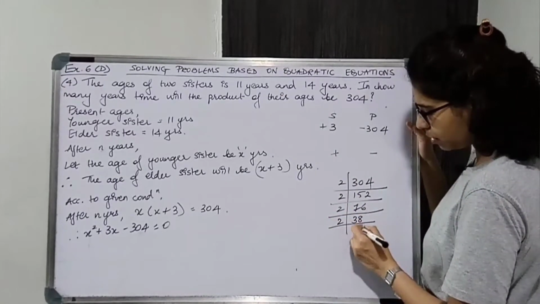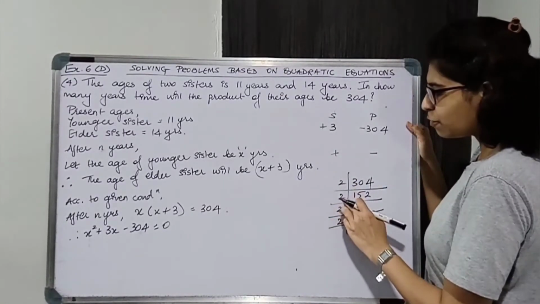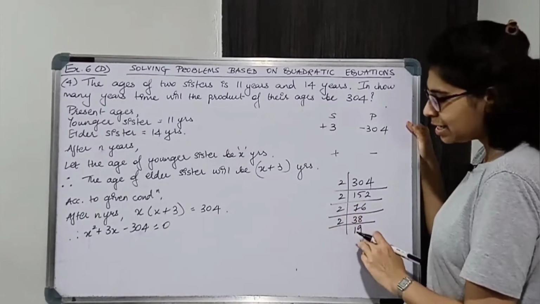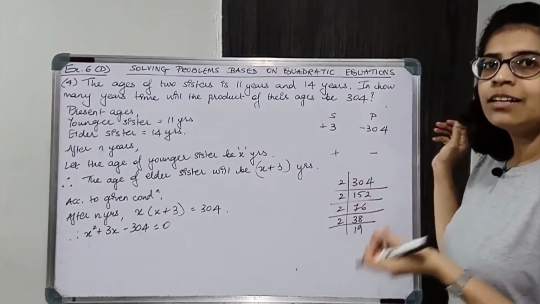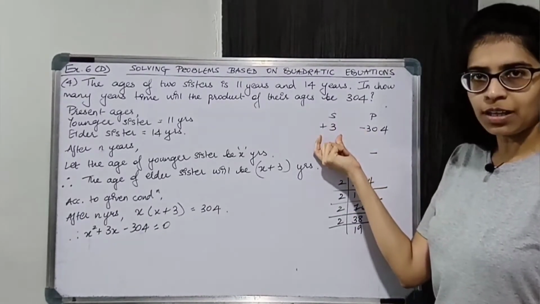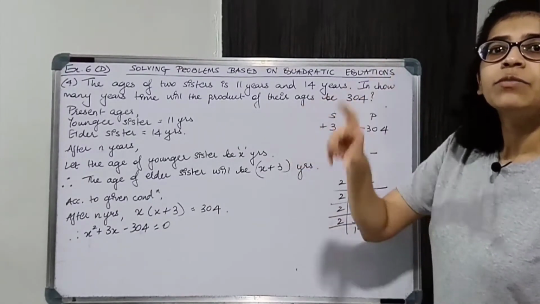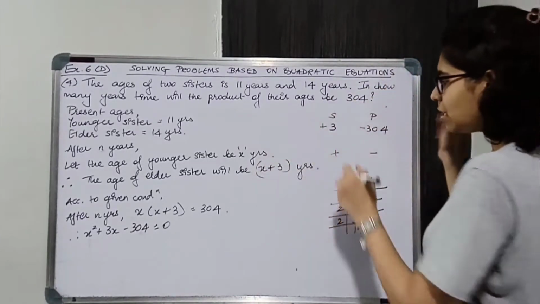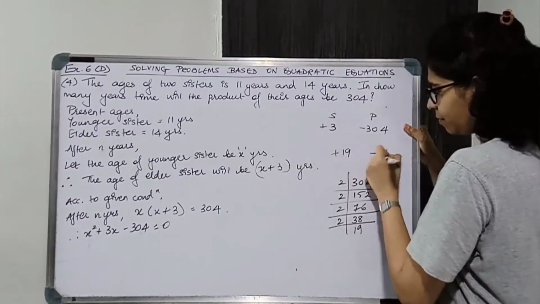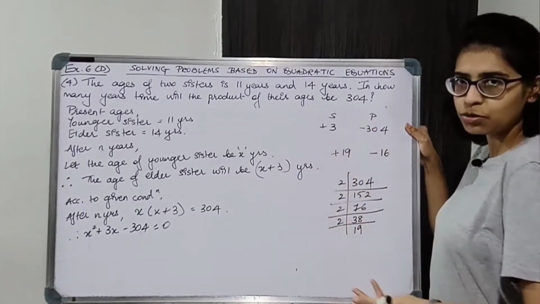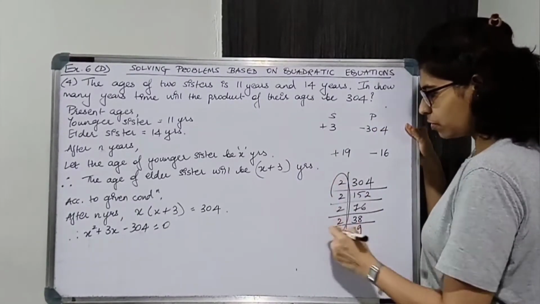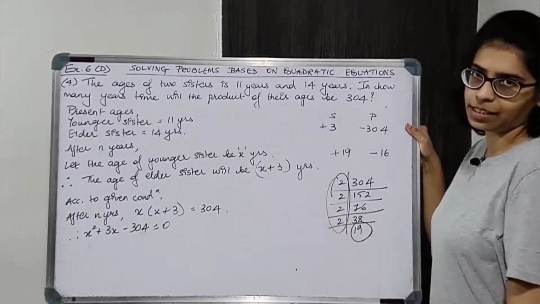2 19s are. 2 2s are 4. 4 2s are 8. 8 2s are 16. 16 and 19. Yes. So 16 and 19 ka difference will give you 3. Okay. 16 minus 19 or 19 minus 16? 19 minus 16. Okay. So difference will give you plus 3. Multiplication will give you 304. Okay. So 16 into 19.